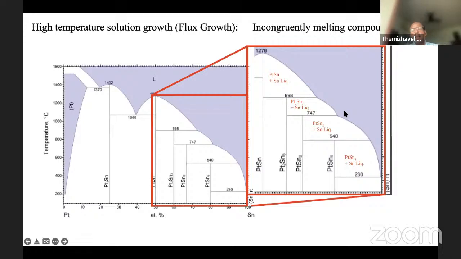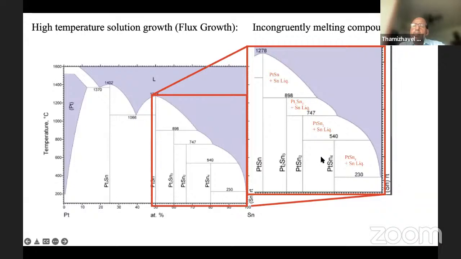On the other hand, if you want to grow the single crystals of platinum 2 tin 3, you can go to a higher melting point of around 1050. Cool down very fast, enter into this region, and then cool down in this region very slowly, then you will have platinum 2 tin 3.